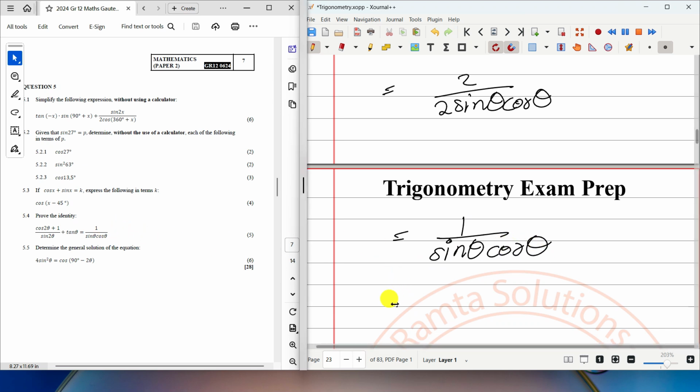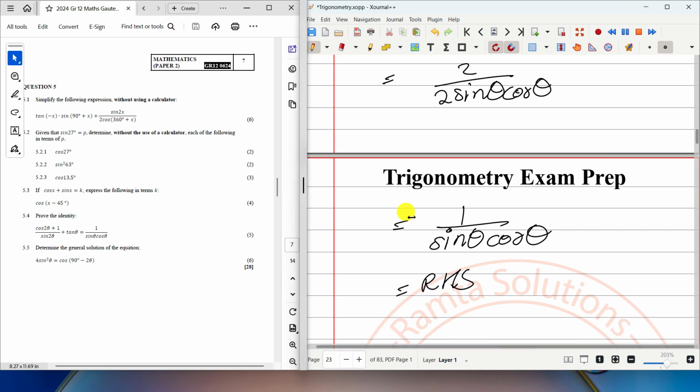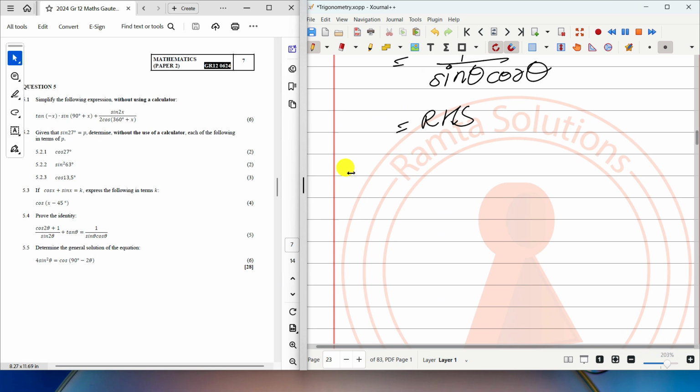And this is the right-hand side. We're good to go. Good. Now, let's see.